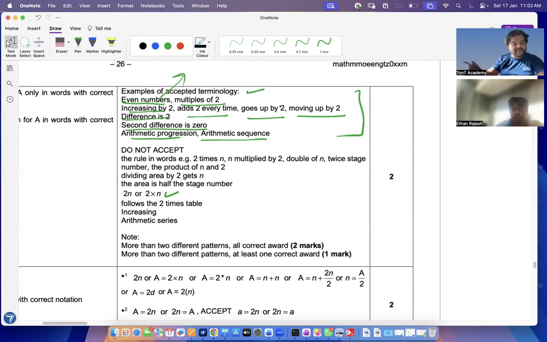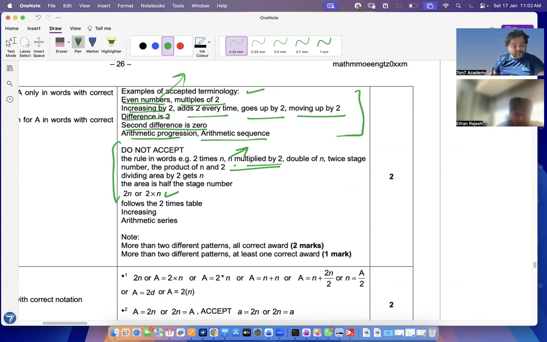So they are talking about the next term. The difference is 2, second difference 0, arithmetic progression, arithmetic sequence. You don't have to write the general term of it. n is multiplied by 2. They didn't ask about n, they asked about the general way of getting the first term, the second term, the third term. I will find out the pattern. Okay, so that's what it is. You don't have to write.